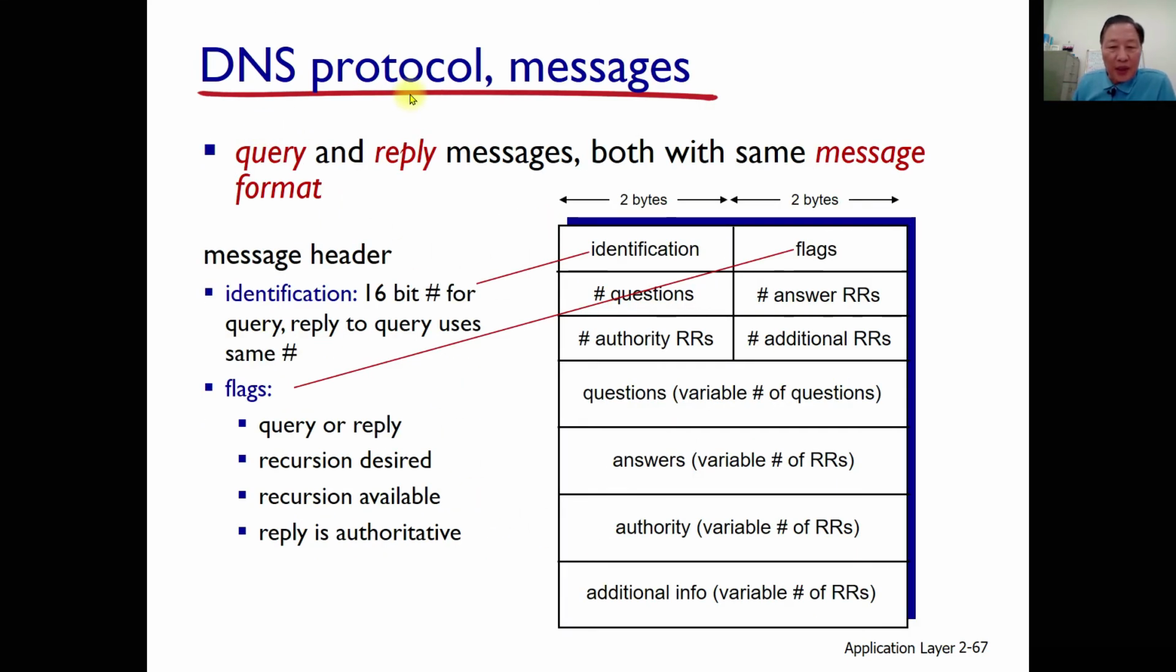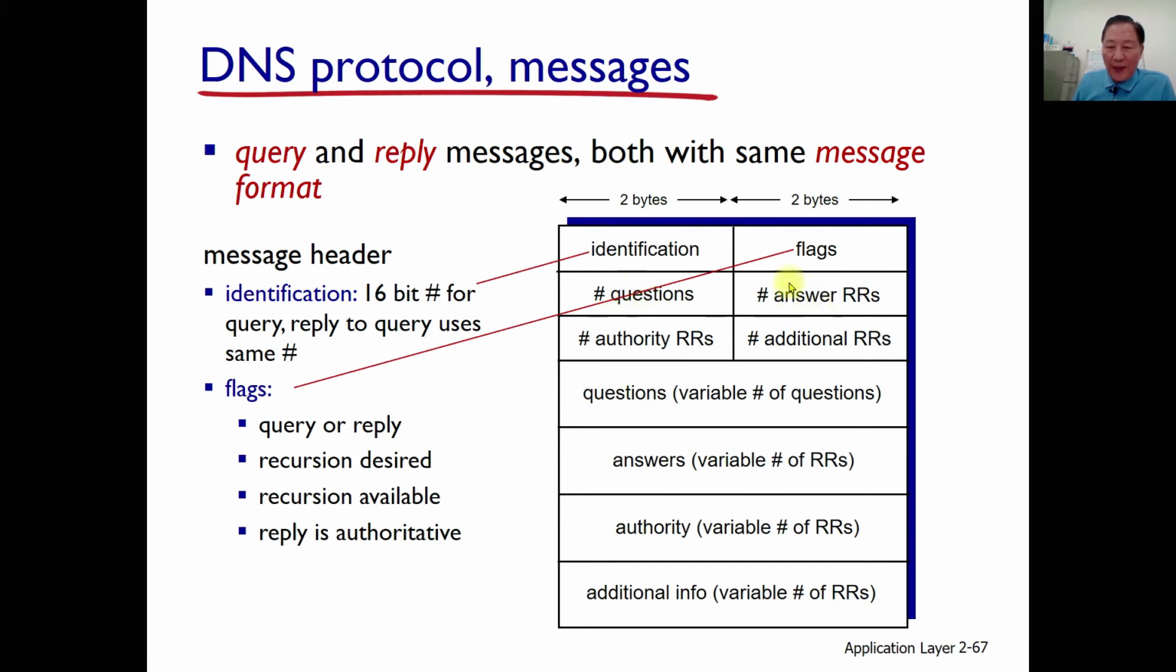Okay, this one is about the protocol messages, to ask and to reply, query and reply, both with the same message format. And here, this one is identification, a 16-bit number for the query, and the reply to the query uses the same number. And this one is flags, whether this is a query or reply, recursion desired, recursion available, or the reply is authoritative. This flag is showing that information.